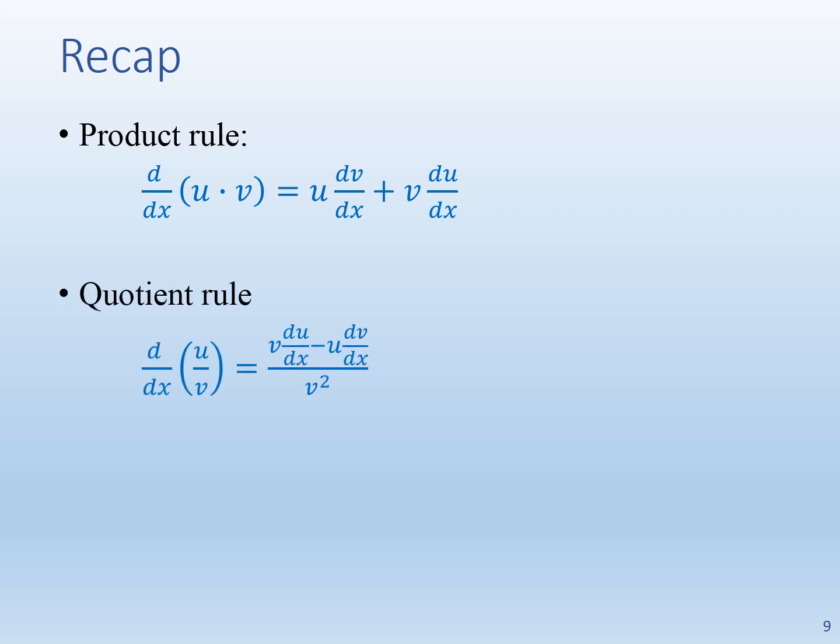So we've seen how the product rule is derived. And the product rule is, of course, the first function times the derivative of the second, plus the second function times the derivative of the first. And we've also seen the derivation of the quotient rule, which says that we have the denominator function times the derivative of the numerator, minus the other way around, the numerator times the derivative of the denominator, all over the denominator squared.